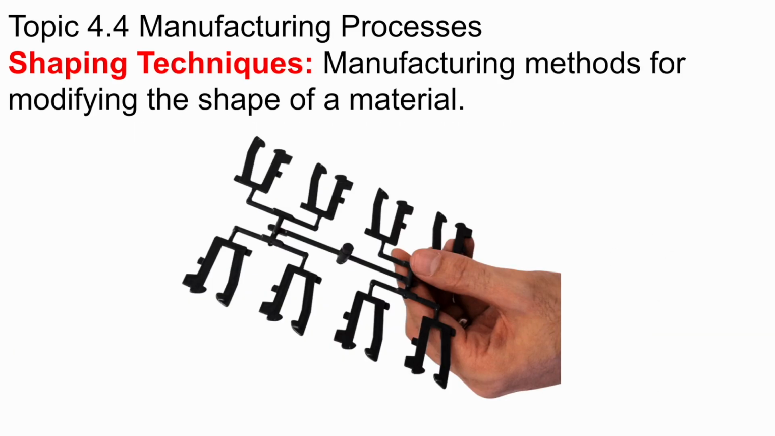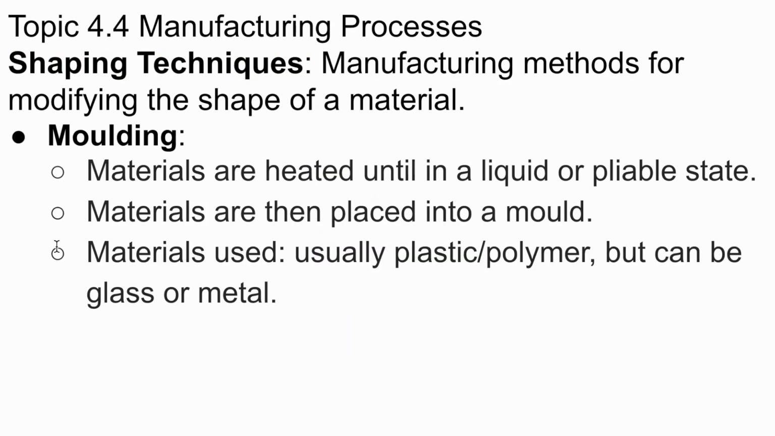We have shaping techniques. So this is a manufacturing method for modifying the shape of a material. One of the main ways that we do this is molding. When we're molding, material is heated until it's a liquid or in a pliable state. The materials are then placed into a mold. The materials used include plastics or polymers, but it could also be glass and metal.